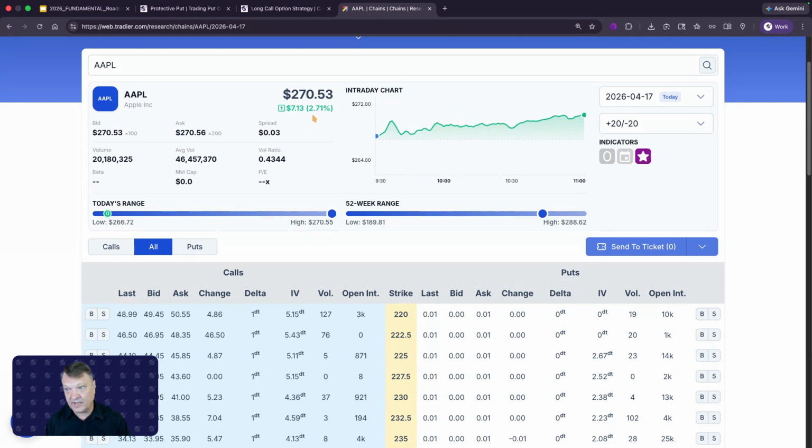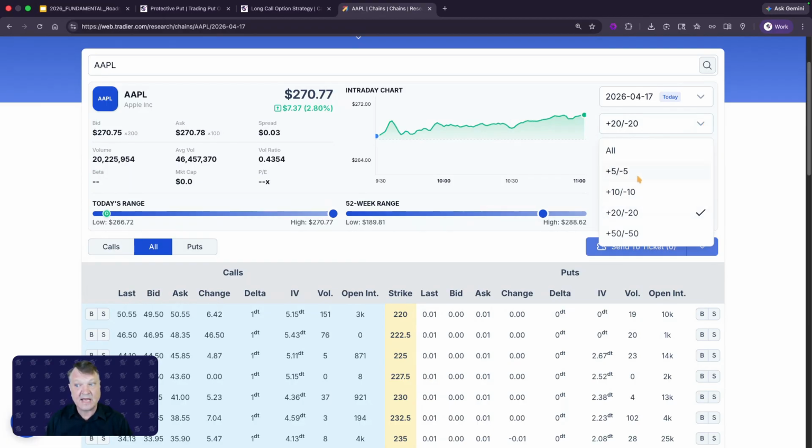And I always want to emphasize that we're learning today. This is not meant to be a recommendation, right? But if I look at the chains, I'm going to go over here. This indicates how many option contracts you get to see, plus or minus 20. So if I'm going to go in here, we're only going to focus on things that are very close to where the underlying stock is at. So we're going to go 5 strikes up and 5 strikes down.